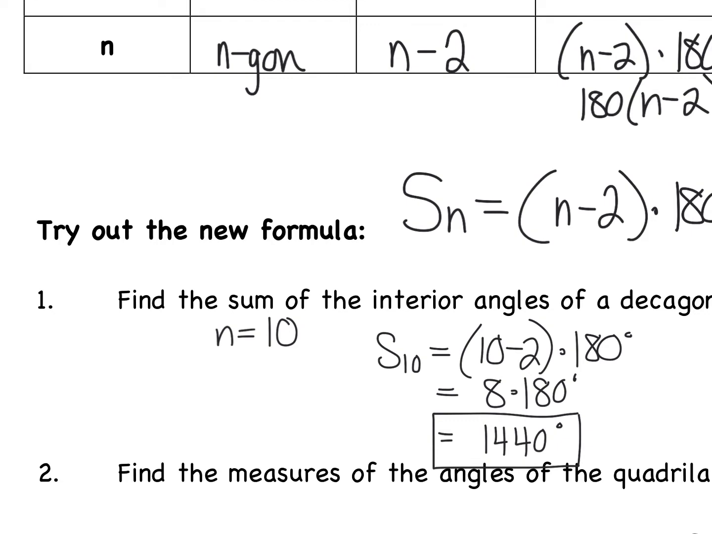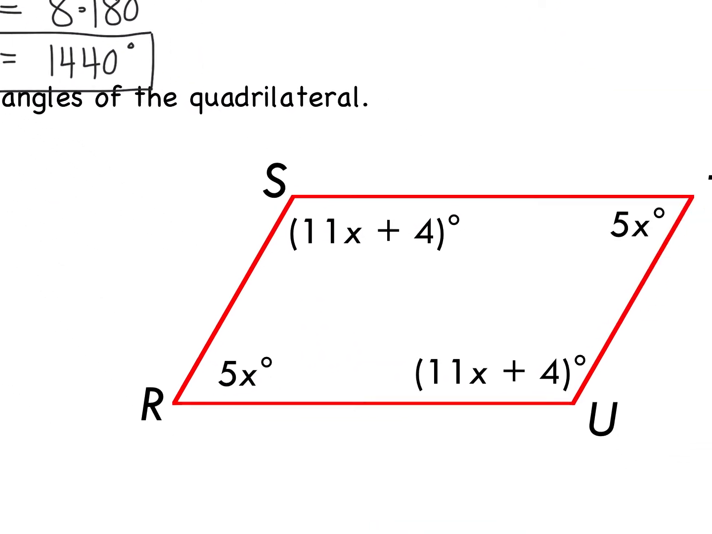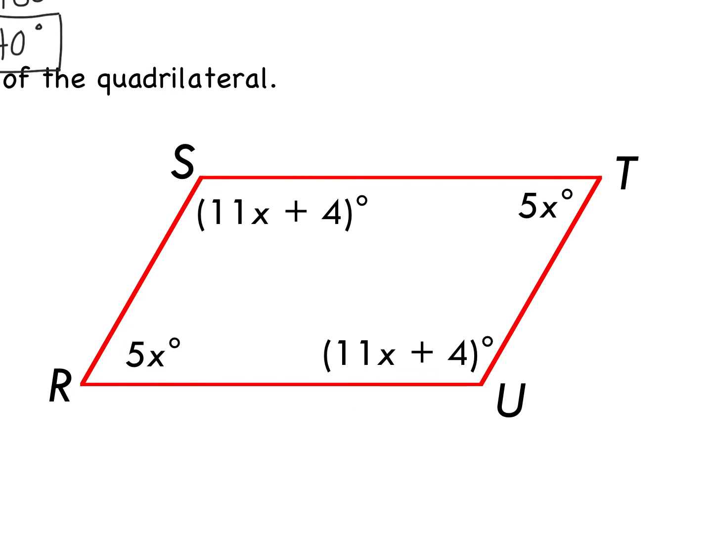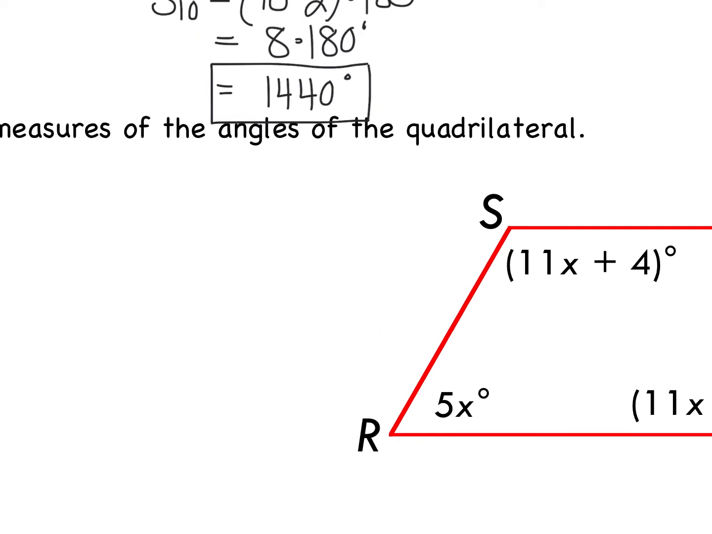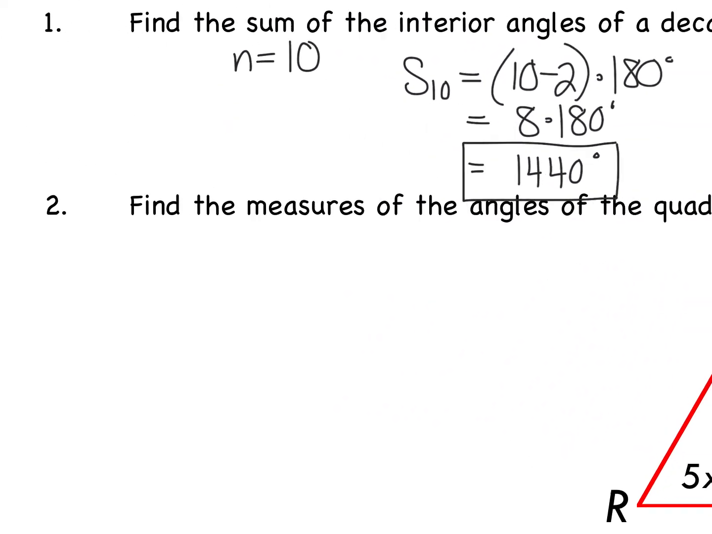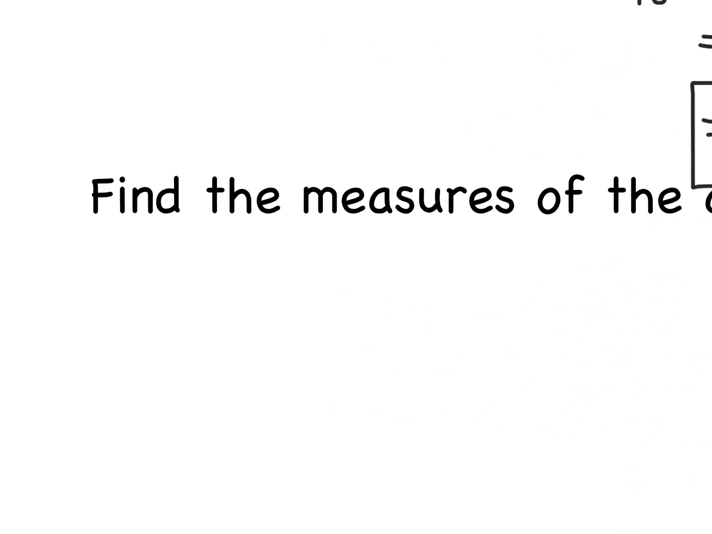Second one says, find the measures of the angles of the quadrilateral. So here's my quadrilateral. All of its angles are in terms of x. So I need to find x. In order to find x, or anytime you're given a shape, the first thing you want to do is find the sum of the angles. Because we need to know what to add this up to.